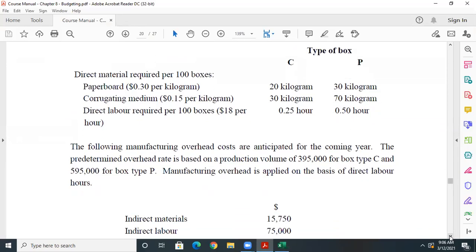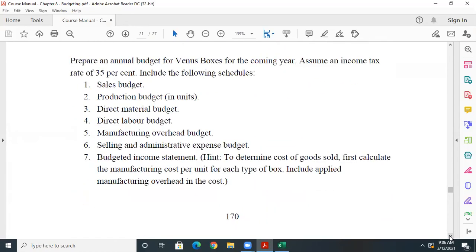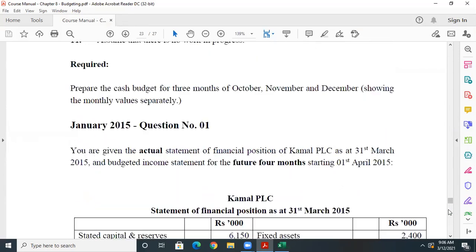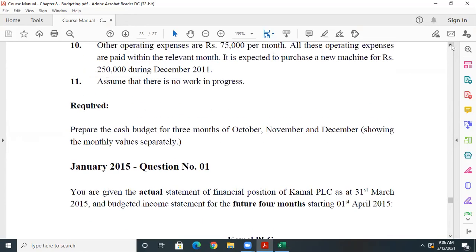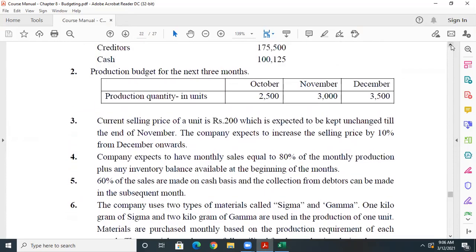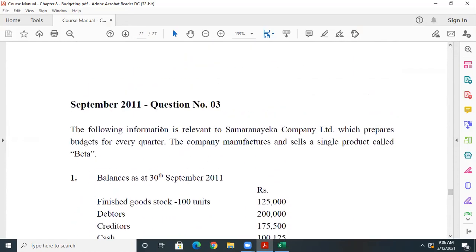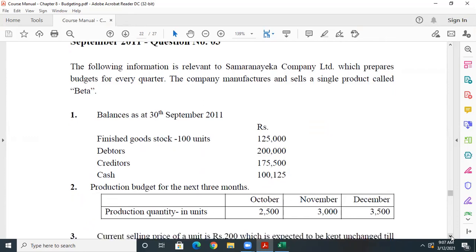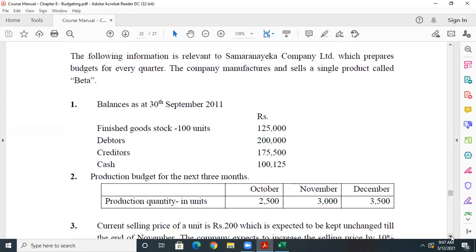Since we worked out the income statement and also the other functional budgets, now let us focus on a question that requires you to produce a cash budget. It's again another important aspect that you would have covered. So let us read the next question. It's in fact an exam question which was tested in September 2011. The following information is relevant to Samarnayaka Company Limited, which prepares a budget for every quarter. So they'll be preparing the quarterly budget. The company manufactures and sells a single product called Beta.